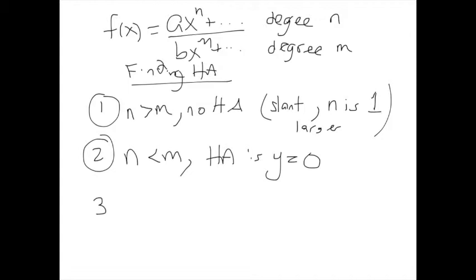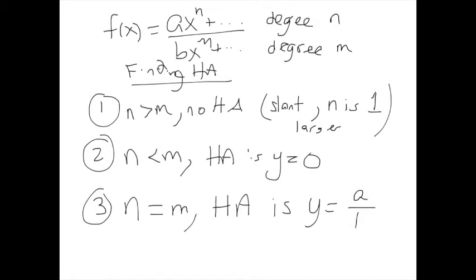The last one, if n is equal to m, then our horizontal asymptote is going to once again be based on as x goes to infinity or negative infinity. And since the exponents are going to be the same, the x to the n and x to the m wind up almost sort of canceling each other out as x is going to infinity or negative infinity, and the only thing that becomes relevant are the coefficients. So the horizontal asymptote in case 3 is y equals a over b.